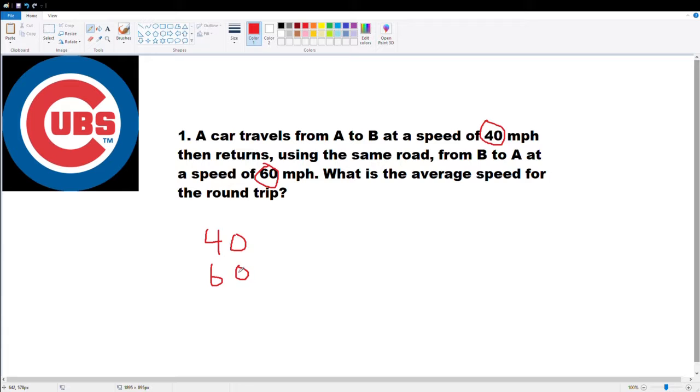Okay, next step is to underline. And we're going to do underline blue. What are we going to underline? We're going to underline our units. U for underline, U for units.